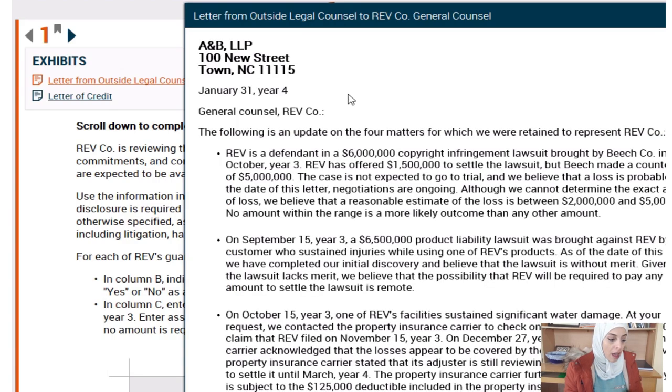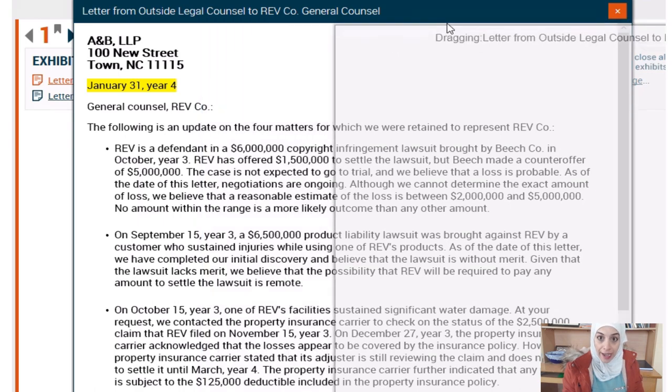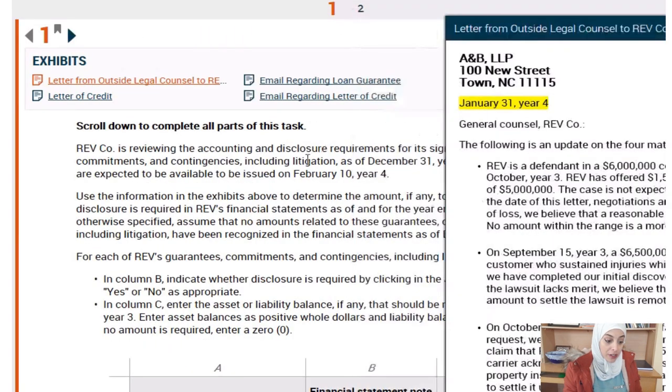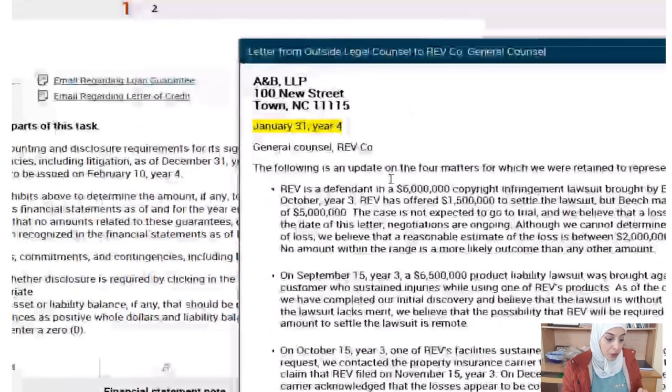So let's begin reading this letter from the outside legal counsel. The date of the letter is January 31, year 4. So this letter was before we issued the financial statements. As I told you, it's important to always pay attention to dates. Here it says that the financial statements are expected to be available to be issued on February 10. That's why we should try to get as much information as possible before the issuance of the financial statements, in order to determine any appropriate disclosures and amounts as well, accrued amounts and so on. Okay, so January 31, year 4.